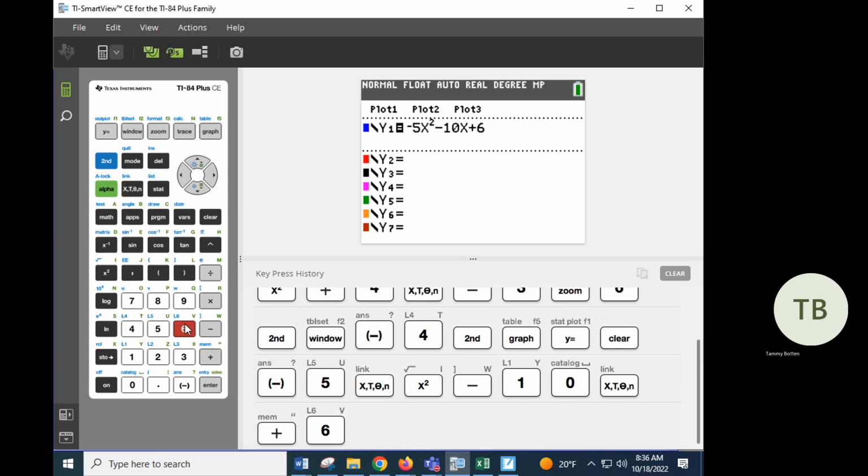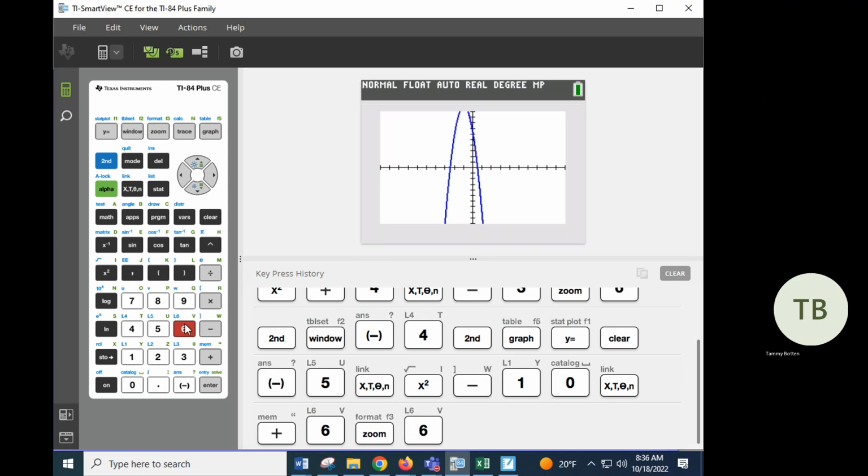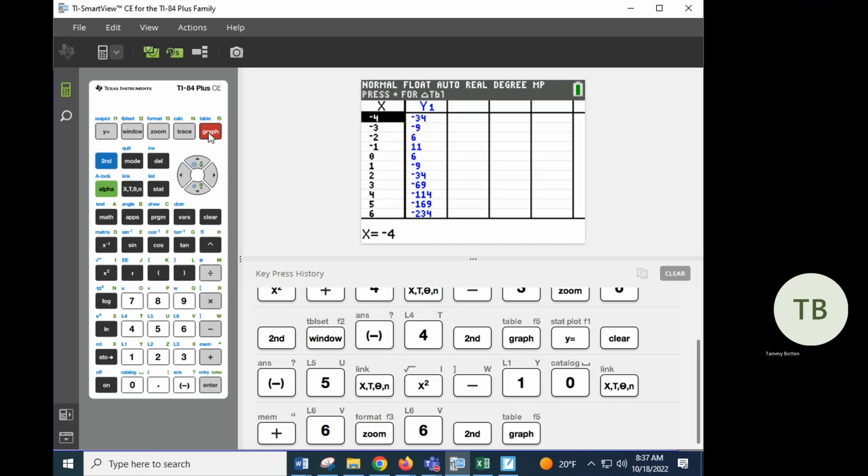And if you want to look at what your graph looks like, you can always go zoom 6 and see what it's going to look like. But what I am more interested in today is getting that table. We already set up our table once. Once you have it counting by ones, you don't have to set it up every time. So if I just go to my table, I would do second graph to get it. And notice for this problem, the smallest number I want is at -3.